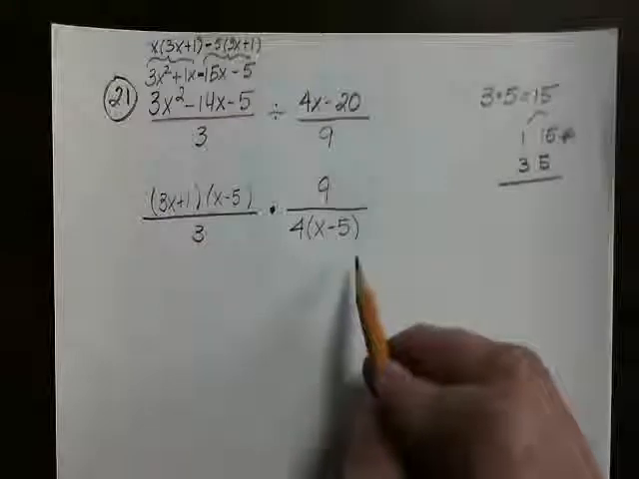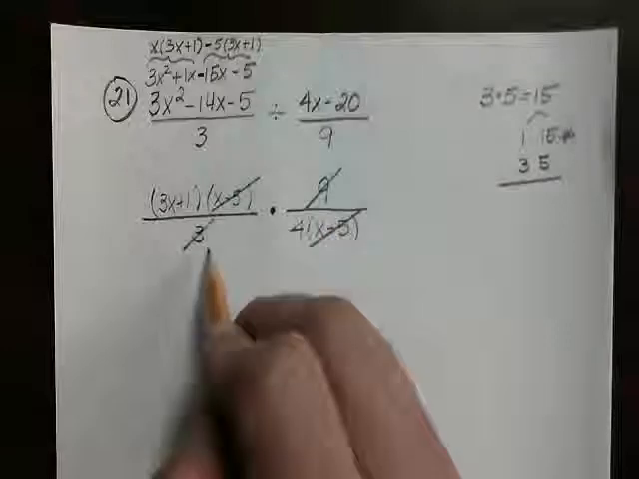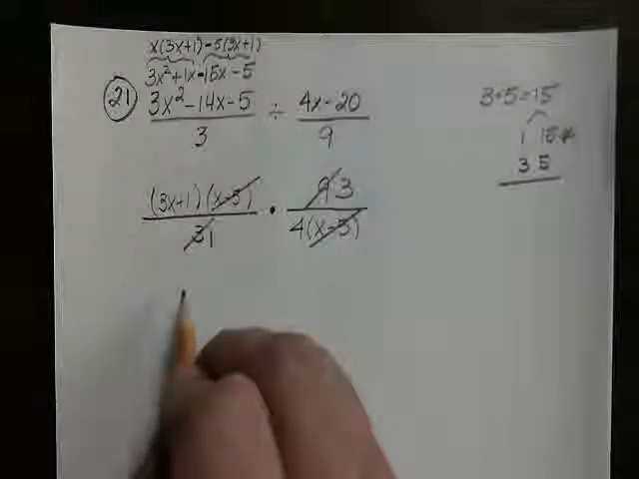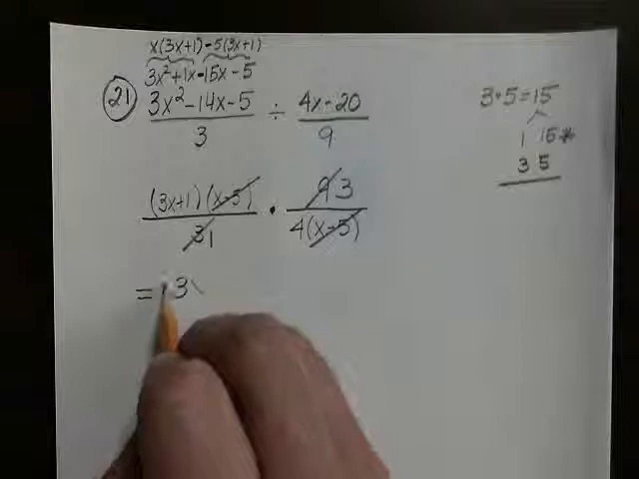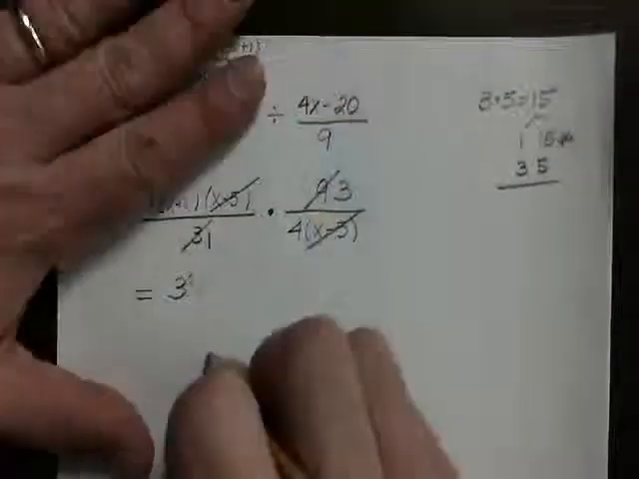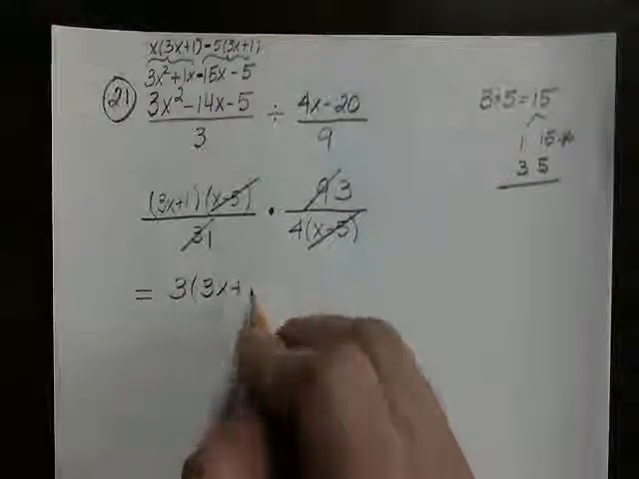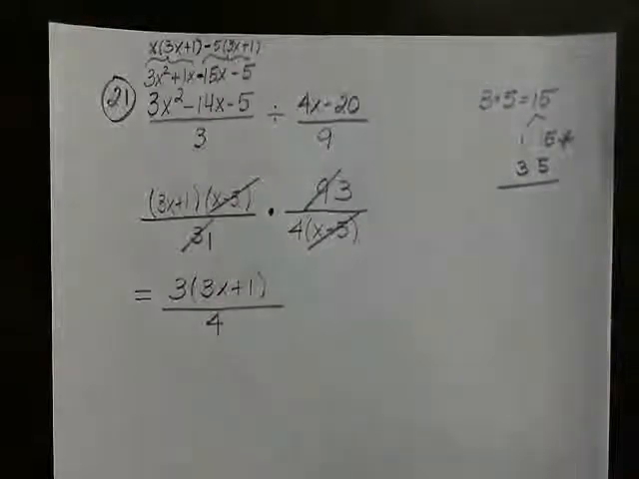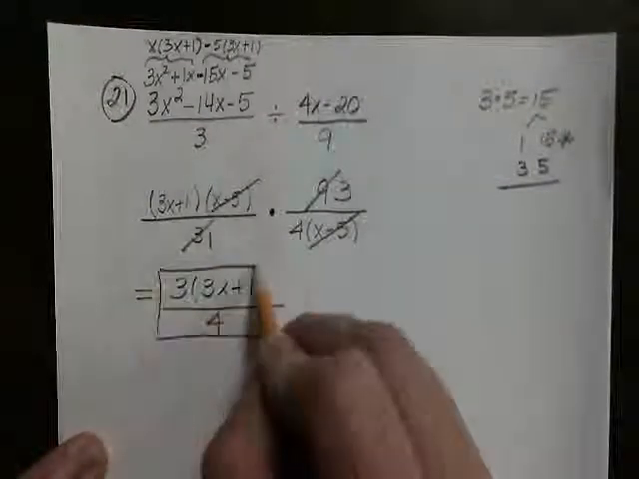Now I'm ready to cancel. If you notice, x minus 5 goes away. The 3 can cancel with the 9, because 3 goes into 3 once, and 3 goes into 9 3 times. And that's it. So our answer is 3 times 3x plus 1 over 4. Let's check the answer. And it's correct. Alright, let's go ahead and do problem number 22.